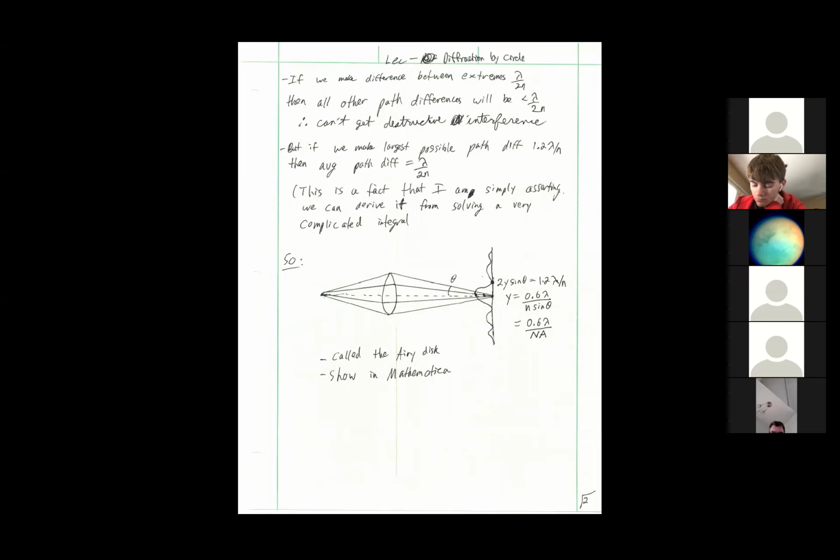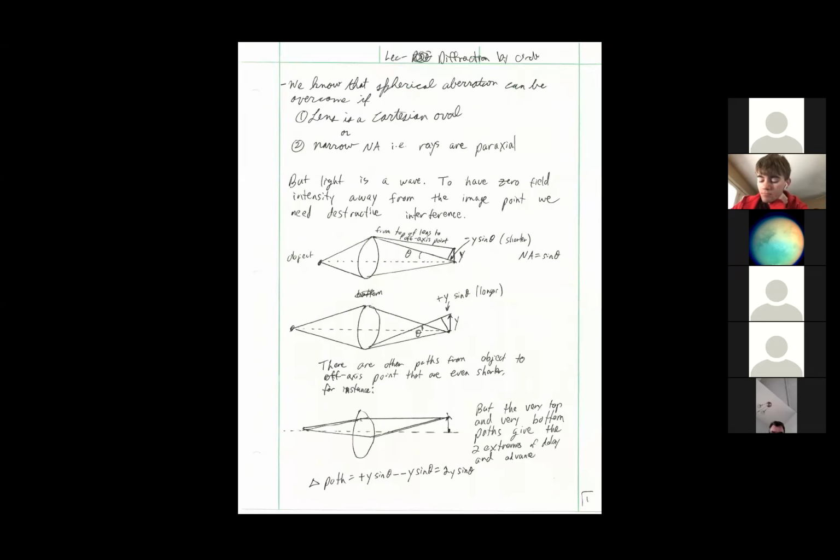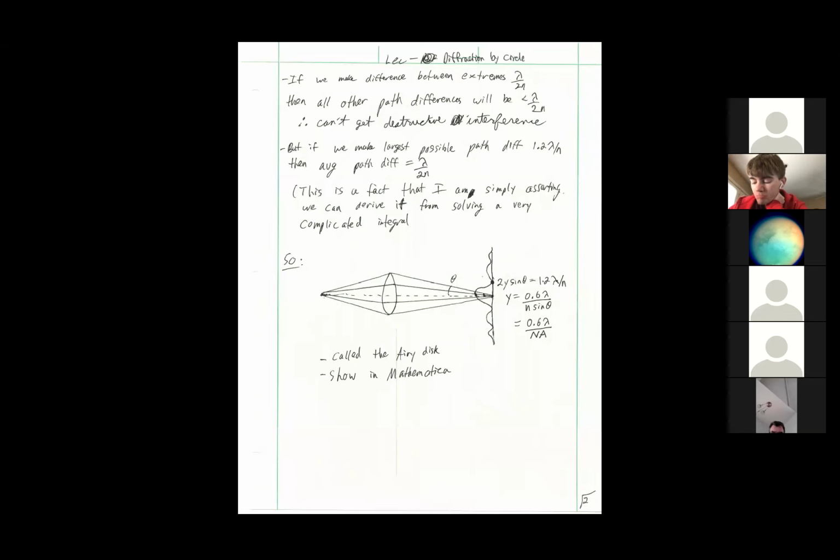Now, if we made the difference between the extremes lambda over 2n, well then lambda over n is the wavelength in whatever medium we've got on the right, then, okay, we'd have destructive interference between this path and this path, but all of the other paths would differ from each other by something less than lambda over 2n, because those are the two largest possible extremes. And so all of those others are going to differ by less than half a cycle. They're not going to interfere destructively.